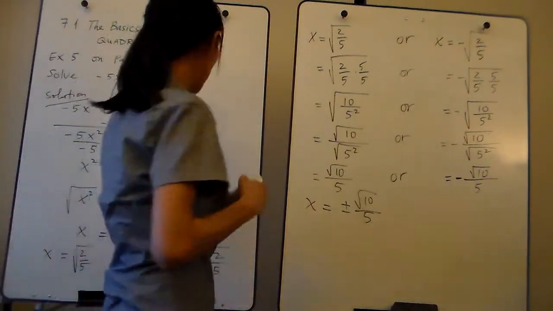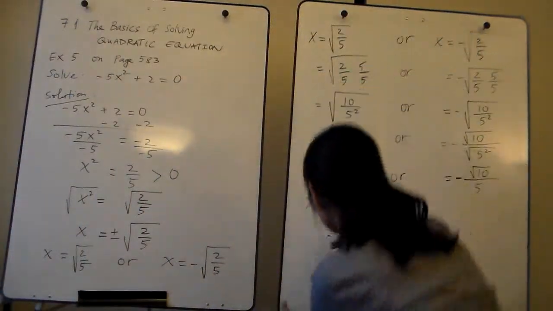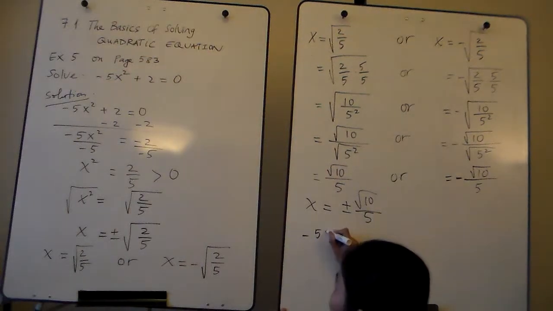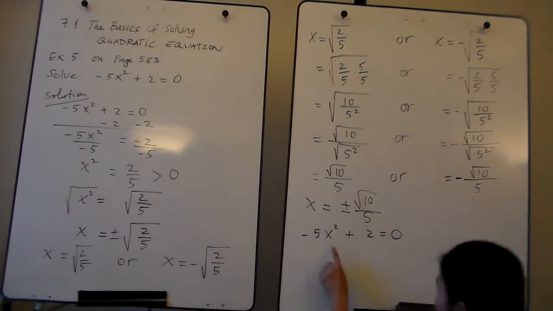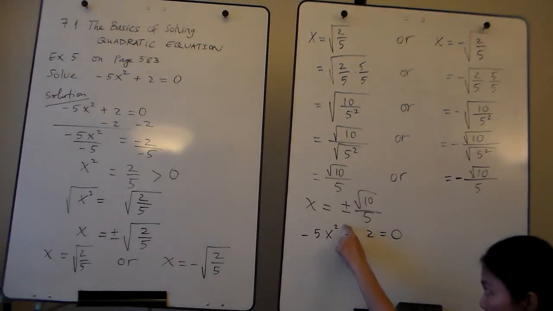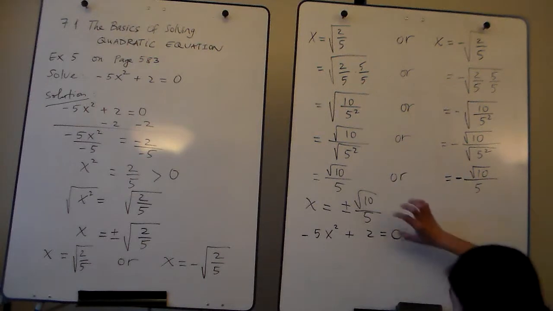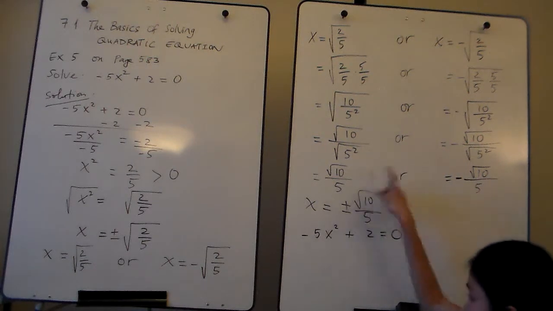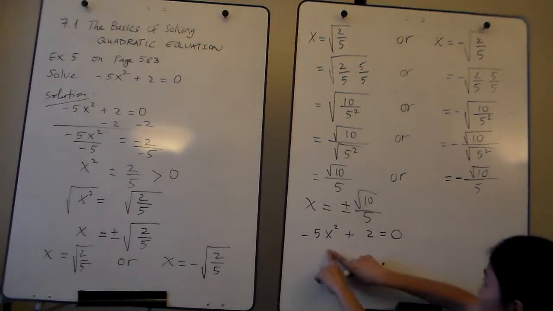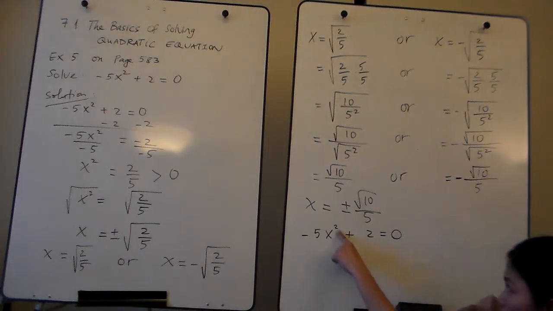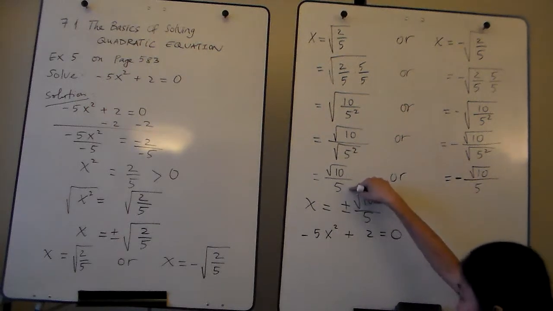Okay? And let's check. The equation we have is negative 5x squared plus 2 equals 0. Because this is x squared, anything squared is positive. So that means we can test these solutions at the same time. You don't have to check each solution individually, okay? Because this is squared, any value plus or minus, when you square it, it's still positive.